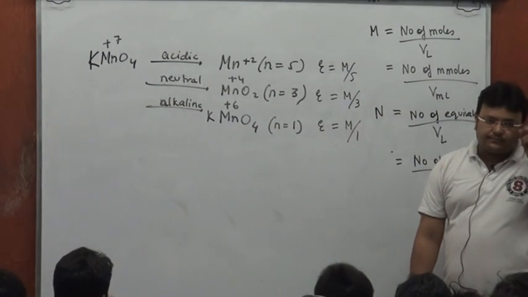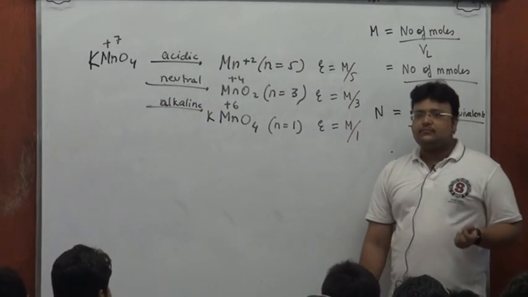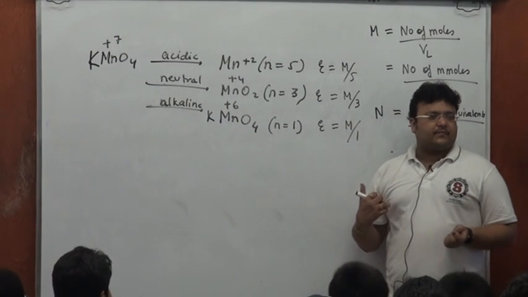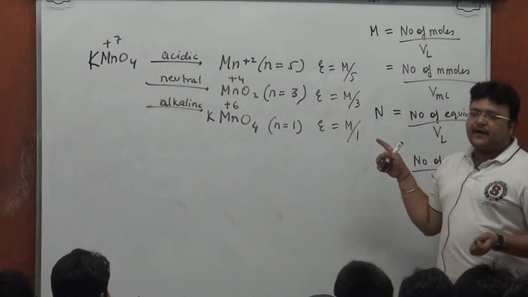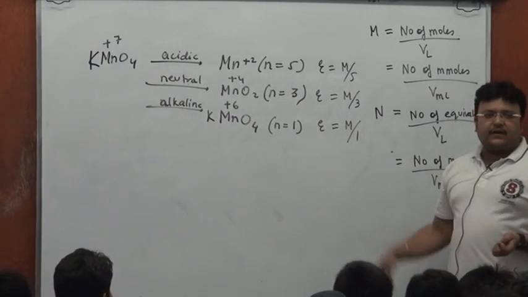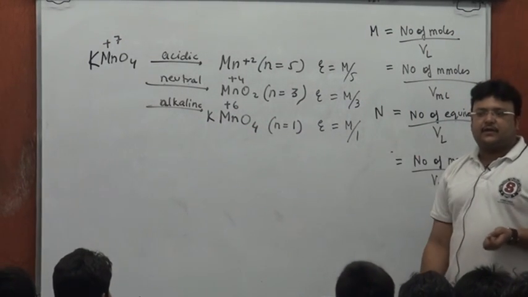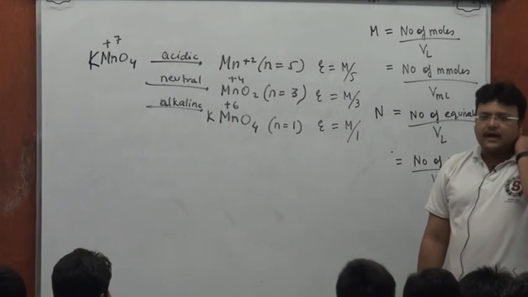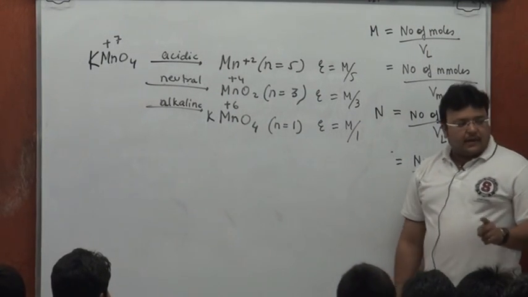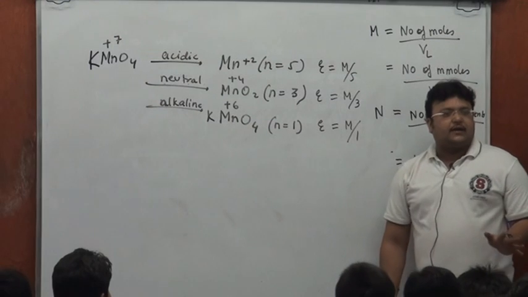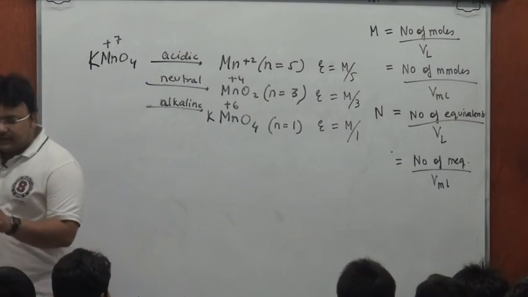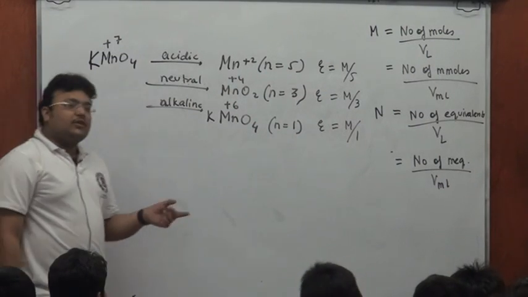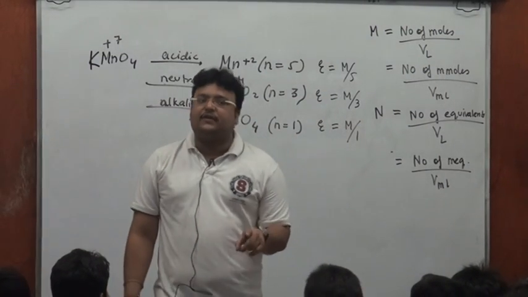Yes or no? We did it before. Depending upon the medium, equivalent weight will be M by 5, M by 3 or M by 1 in acidic, neutral or alkaline medium respectively. You've got to understand molecular weight will be constant. So the molarity of a solution will be constant, because molecular weight is a constant and the number of moles will be constant.